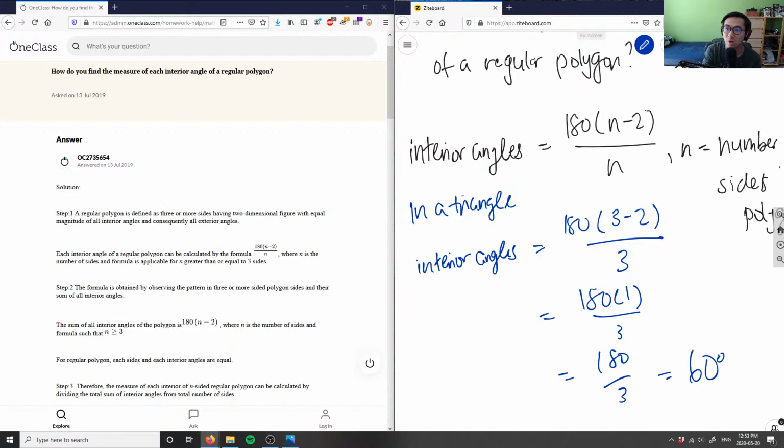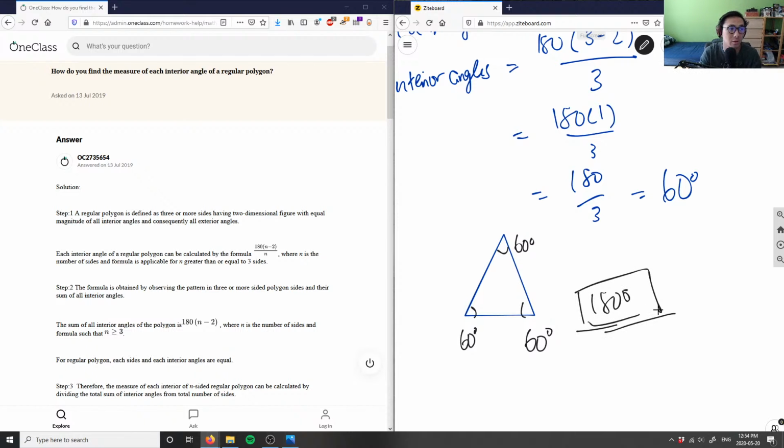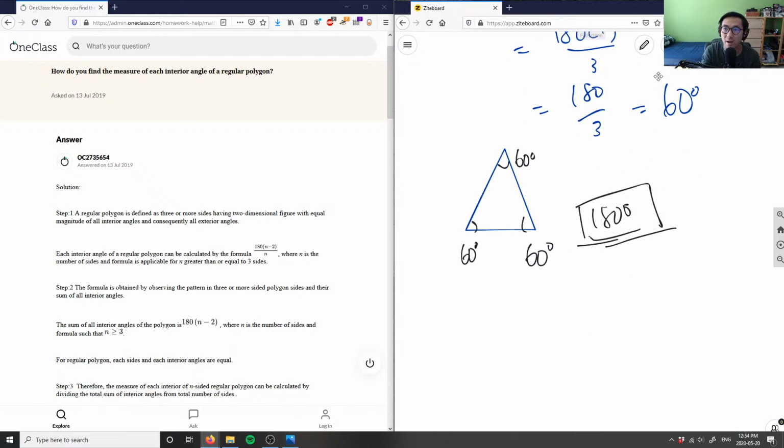And this is right. If I were to draw a triangle for you, this here is 60 degrees, this guy here is 60 degrees, and this guy here would be 60 degrees, for a total of 180 degrees. And this here is how you find the measure of each interior angle of a regular polygon. I'm going to emphasize regular polygon because in a regular polygon the interior angles are all the same number. So this is just an example for us as well.